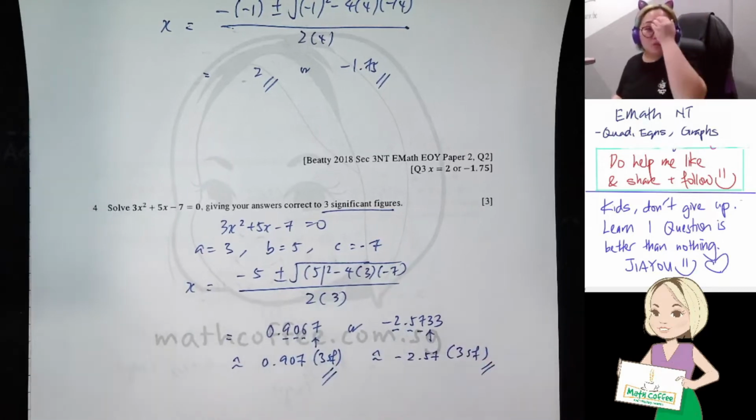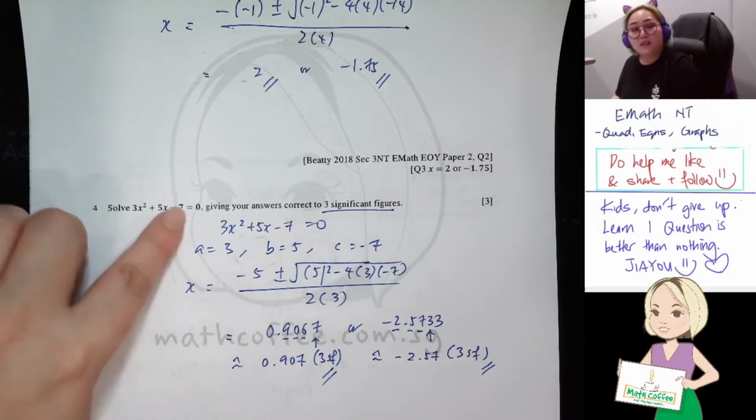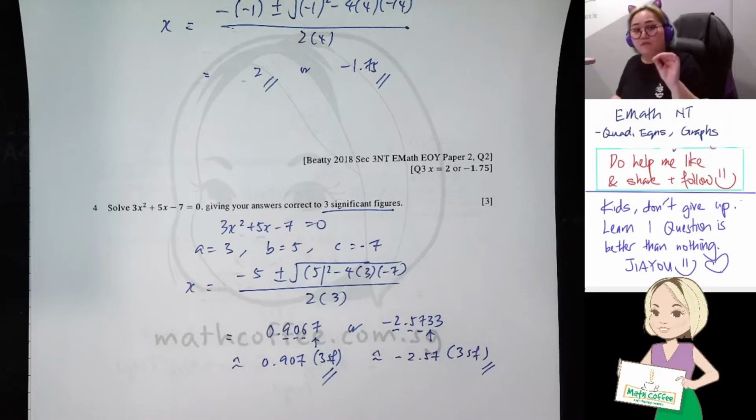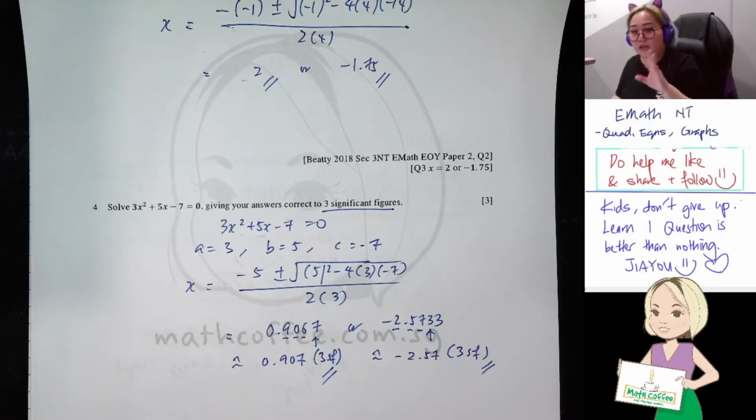So solving a quadratic equation by the formula is very straightforward. You can just use the calculator. Just need to know what your a, b, c are. Be careful on whether it is positive or negative. That's very crucial.